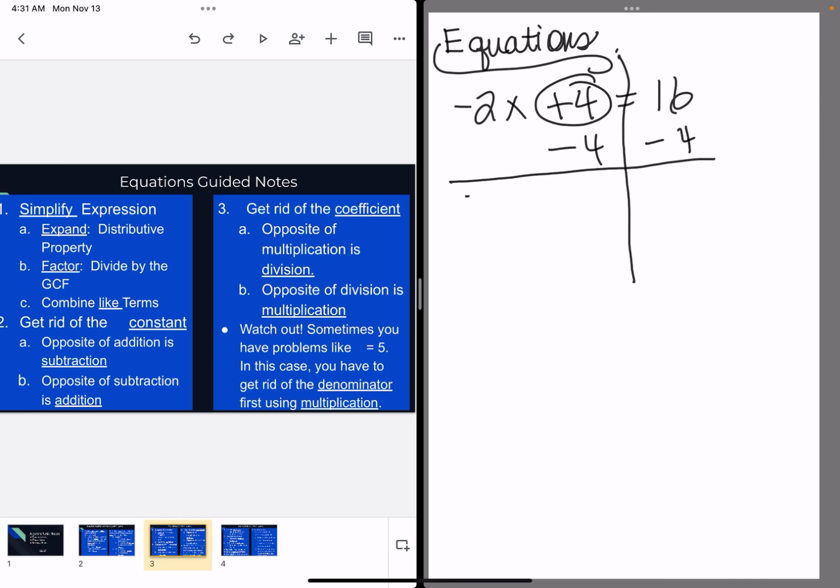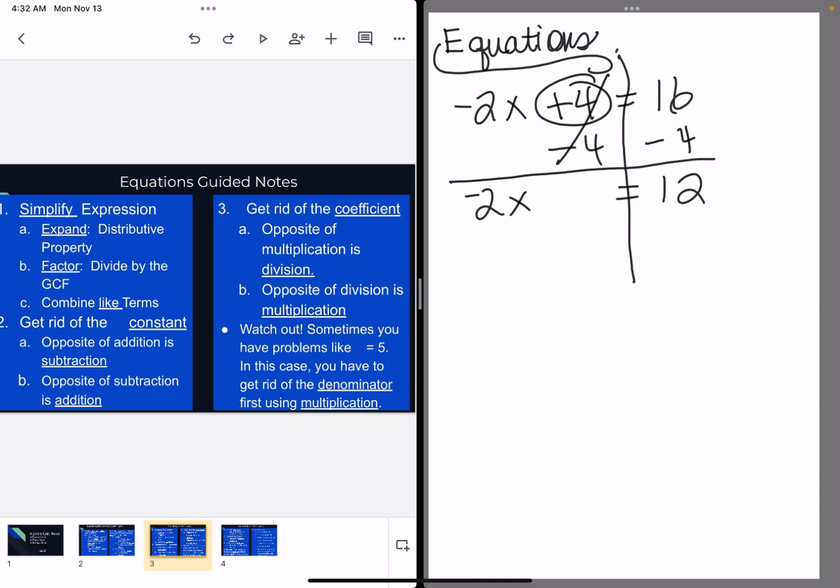And we're left with negative 2x plus 4 minus 4. These cancel out. It's like negative 4 and positive 4 makes 0. Keep that equal sign there. 16 minus 4 is 12. So now we have negative 2x equals 12. And that gets us to our next one.